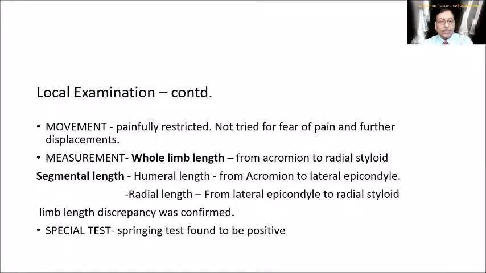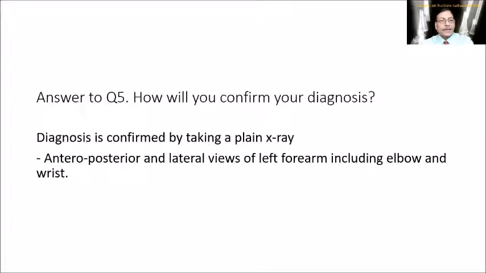Measurement can be taken. The whole limb length is from the acromion to the radial styloid, and segmental: humeral is from acromion to the lateral epicondyle, and radial length is from lateral epicondyle to the radial styloid. Limb length discrepancy is to be confirmed by noting it down. And the special test that can be done is only one, called the springing test, that we'll be dealing with when we come to that in our discussion.